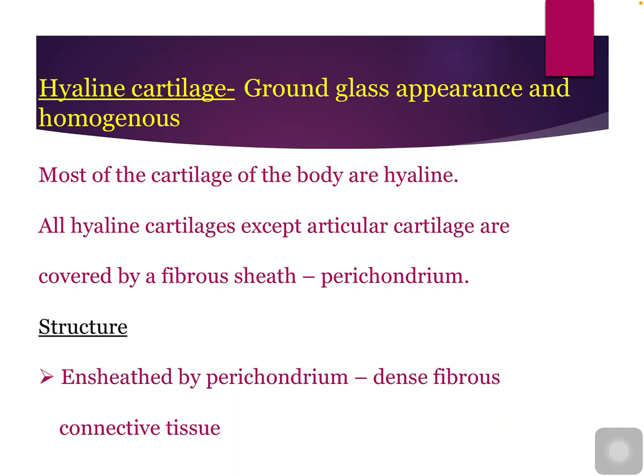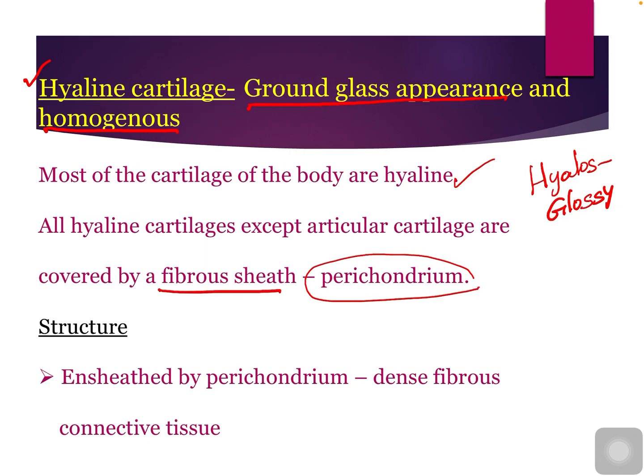So now the second type of cartilage, that is a type of mature cartilage. It is hyaline. Hyaline is from the word hyalos, meaning glossy. So why is it glossy? It has a ground glass appearance, appears homogeneous. So that's how it appears glossy. This is the main type of cartilage in the body. And this cartilage has perichondrium. Perichondrium is the fibrous covering for this cartilage. All hyaline cartilages have perichondrium, but one exception is the articular cartilage. What is articular cartilage? It is present in the joints covering the articular surfaces. So only articular cartilage does not have perichondrium.